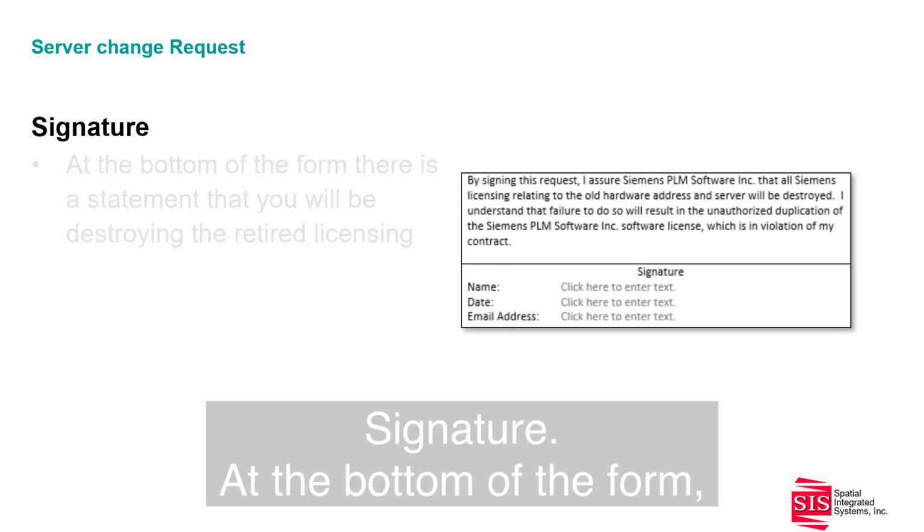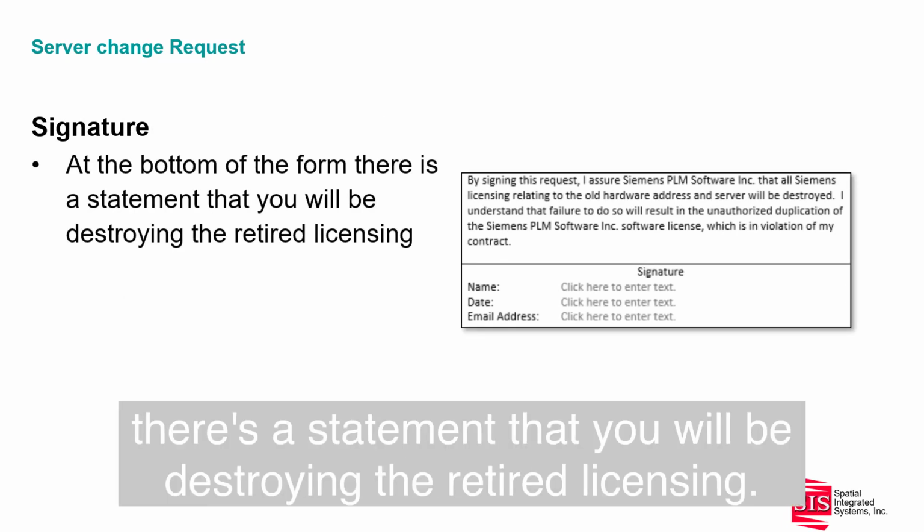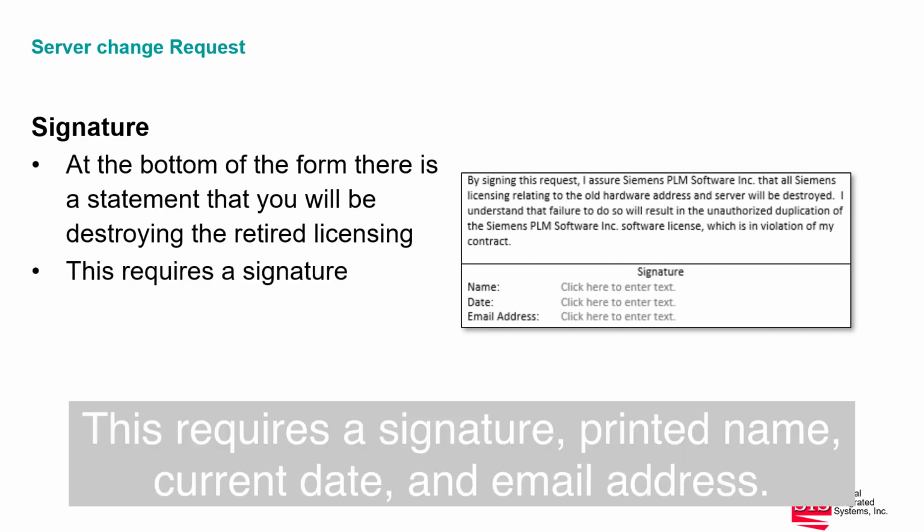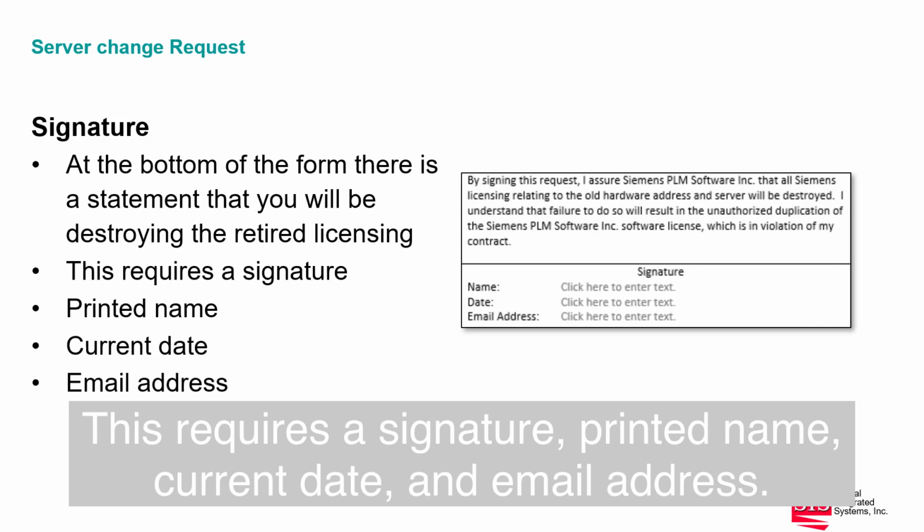Signature. At the bottom of the form, there's a statement that you will be destroying the retired licensing. This requires a signature, printed name, current date, and email address.